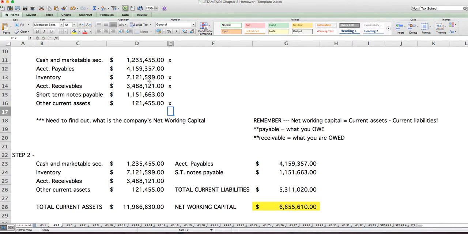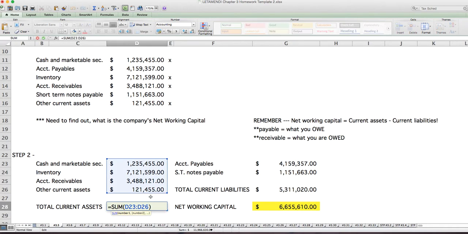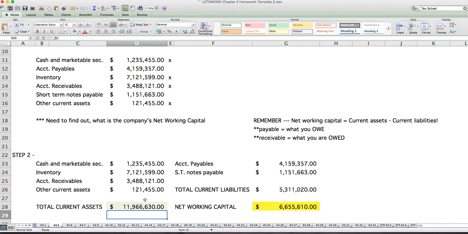So why didn't we include it all? Because these are not all assets, right? The only thing that are assets is everything that we own, right? So, and we also own the things which we are owed. Okay, I hope that made sense. So our total current assets, when you add up all of these, equals 11,966,630.